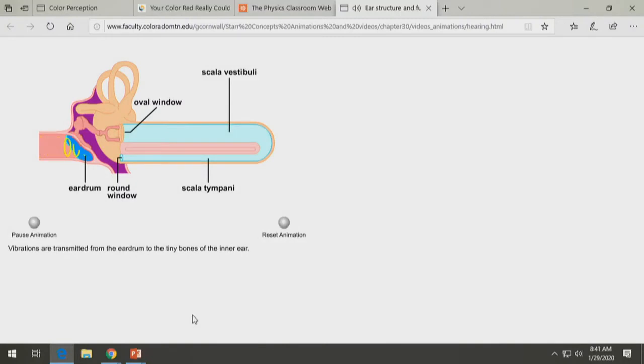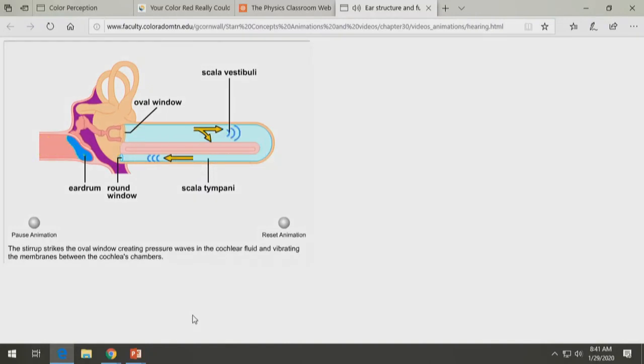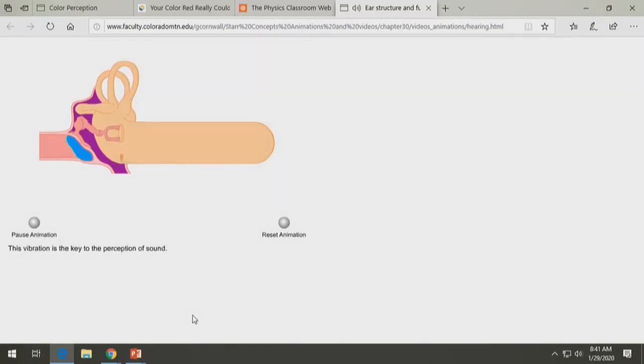Vibrations are transmitted from the eardrum to the tiny bones of the inner ear. The stirrup strikes the oval window, creating pressure waves in the cochlear fluid and vibrating the membranes between the cochlea's chambers. This vibration is the key to the perception of sound.